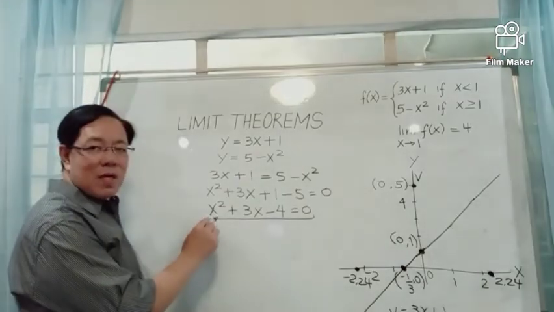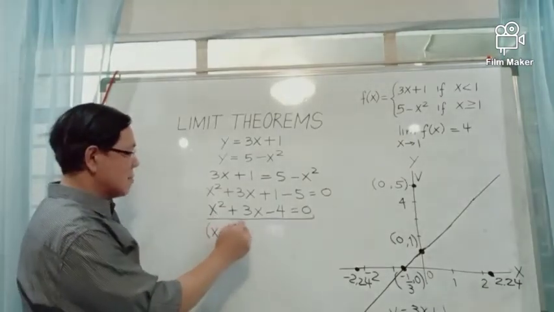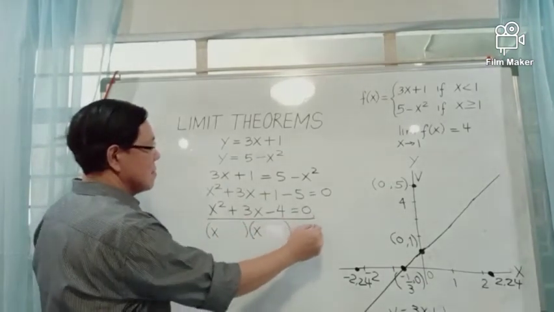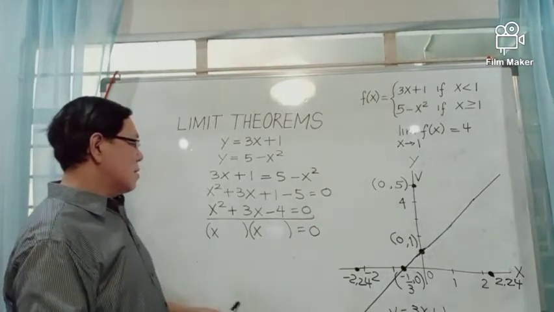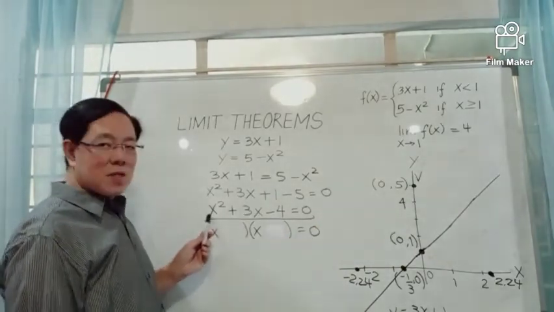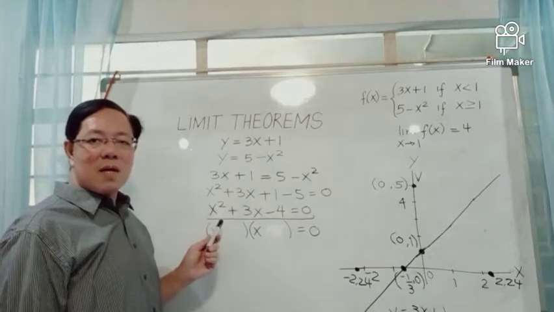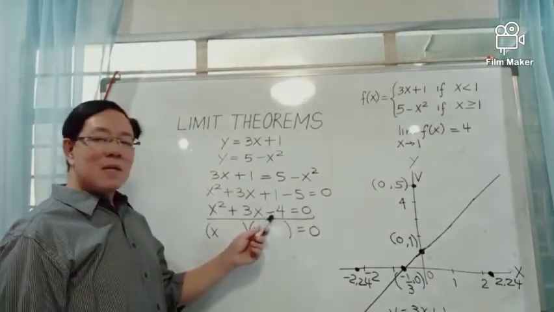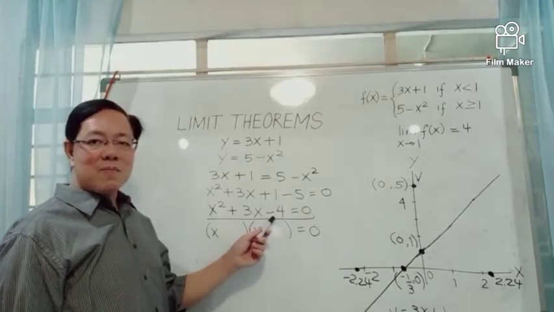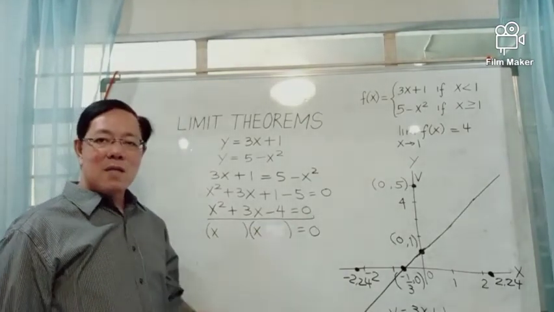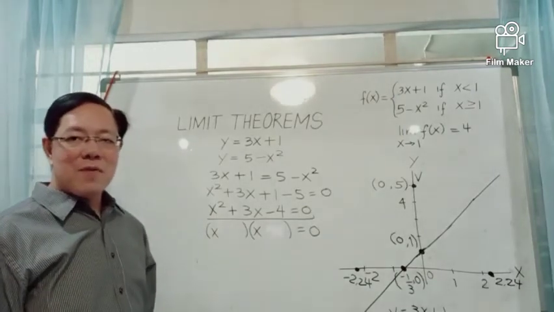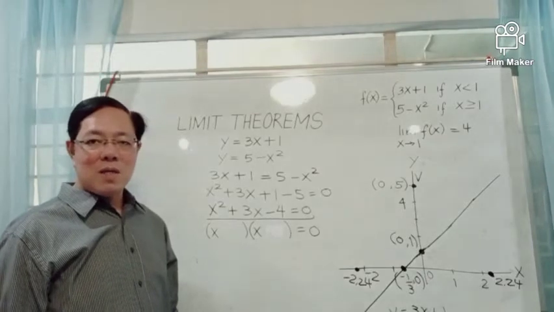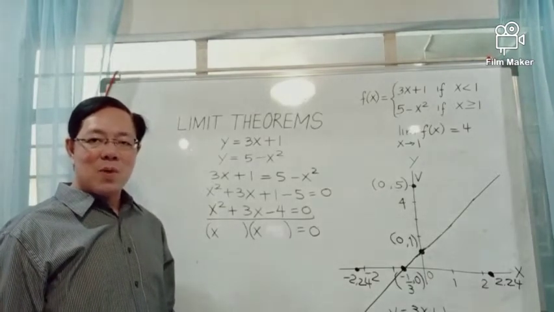The factors of x squared are x and x. So you start by factoring the first term. The first term is x squared, and the factors of x squared are x and x. And then factor the constant term, and negative 4 has many possible factors. One is negative 4 multiplied by positive 1.